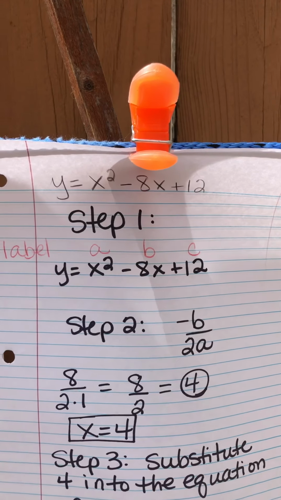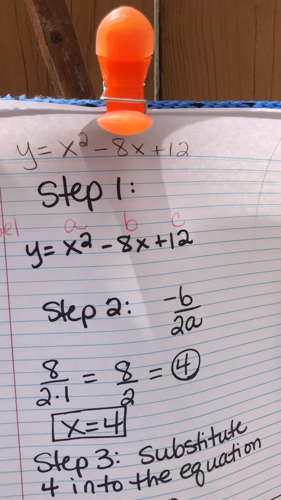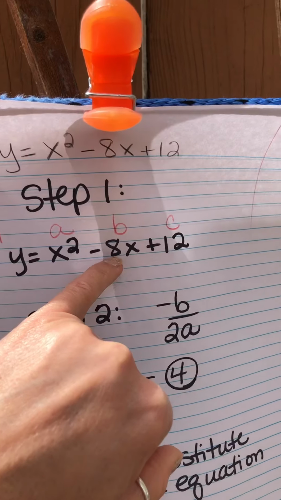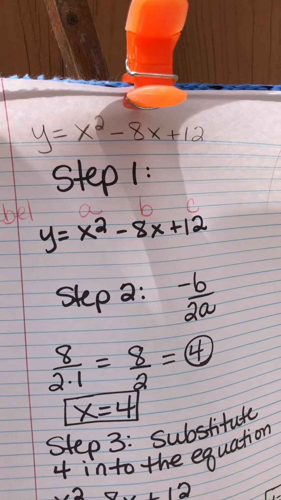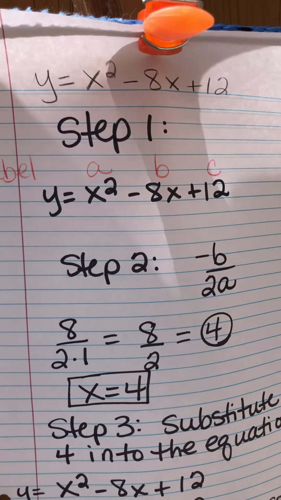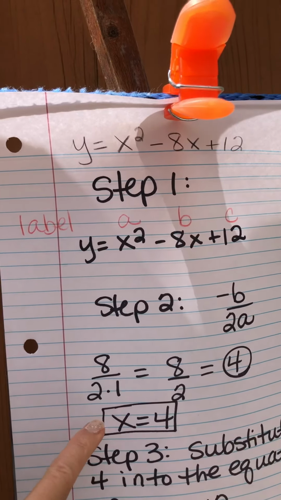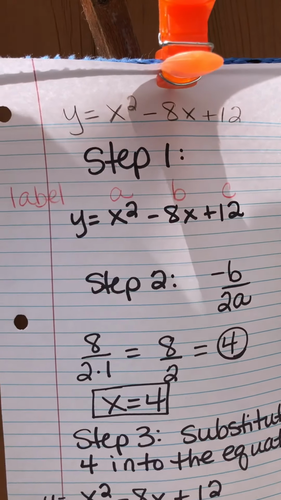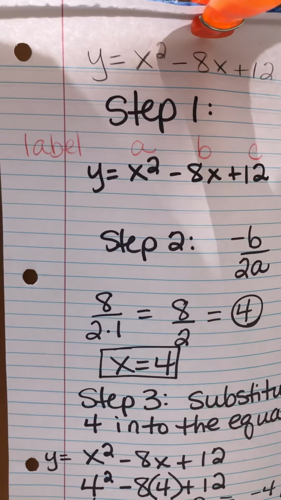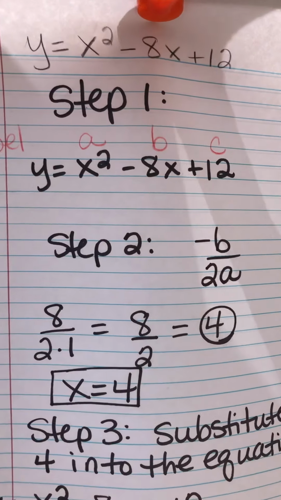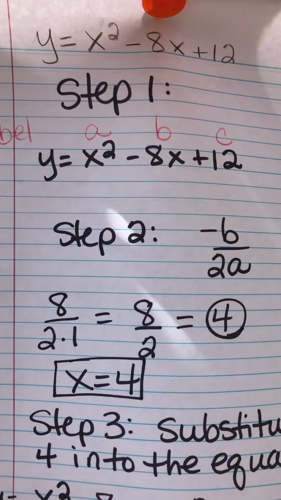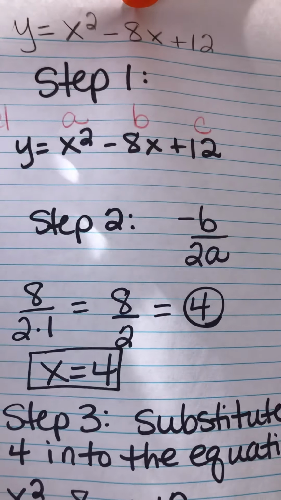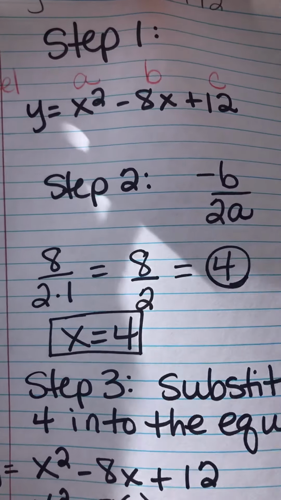Step 2. So we have opposite b over 2 times a. So we take the 8 right here. So that's negative 8. So the opposite would be positive 8 over 2 times 1. 1 is because your a is right here in front of the x. And we know that if there is not a number in front of the x, then it is always 1. 8 divided by 2 equals 4. So x equals 4.